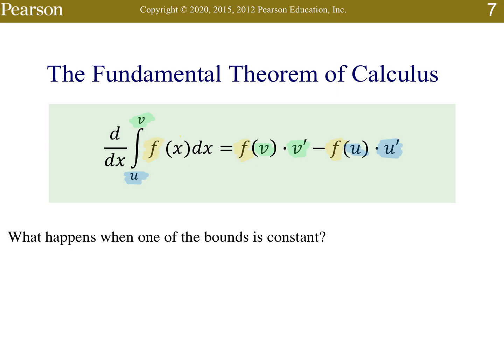So then the question is, what if either v or u are constant? What would happen then? What happens if v is constant? Part of it will be the v prime. If v was constant, the v prime would be 0. If u was constant, the u prime would be 0, which is going to cancel out part of the equation, right?